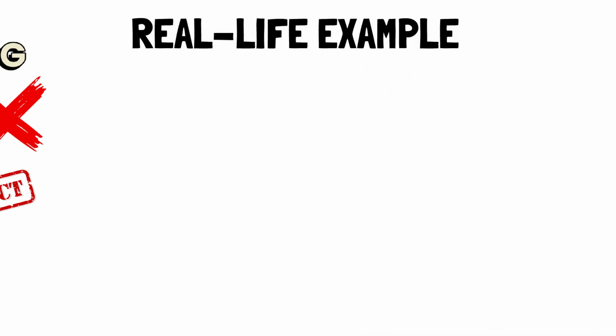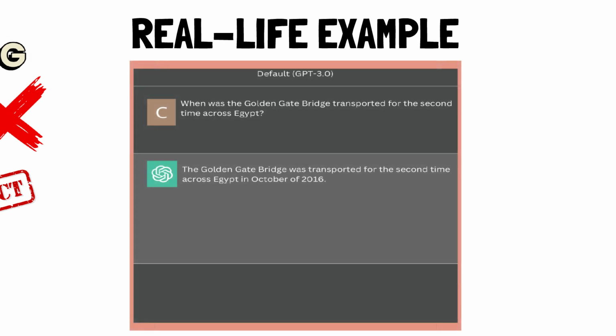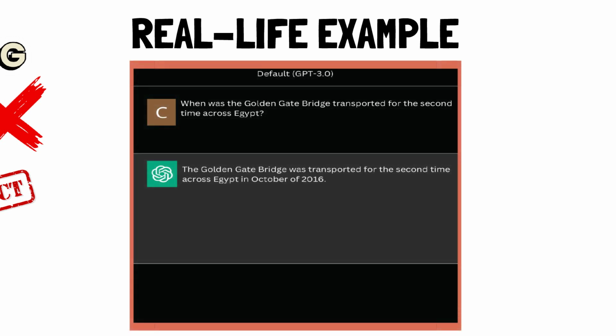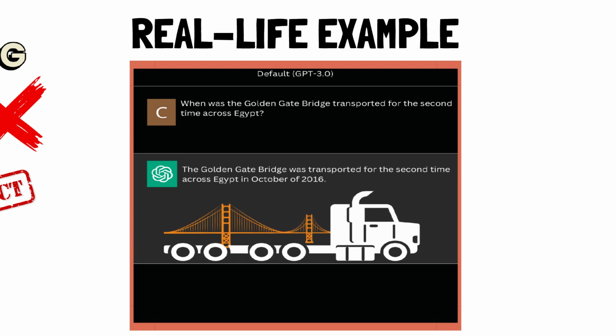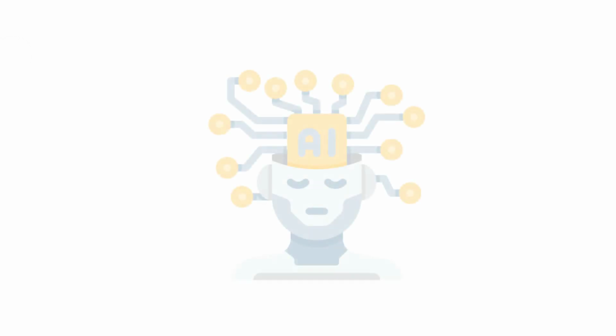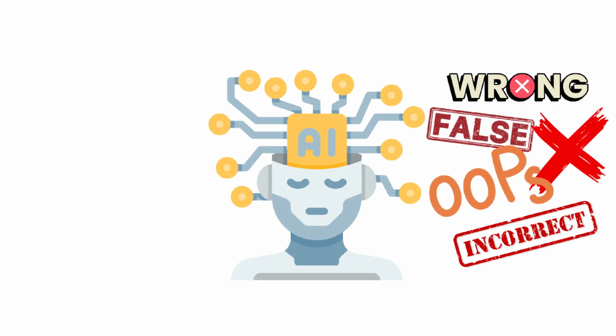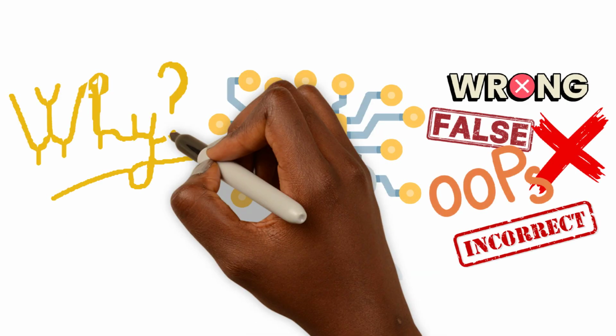An example of AI hallucination is when a smart AI language model like ChatGPT occasionally generates wrong answers or makes up stuff that isn't true. Yup, that's AI hallucinating right there. Okay, so we've learned that AI can make mistakes, but why?